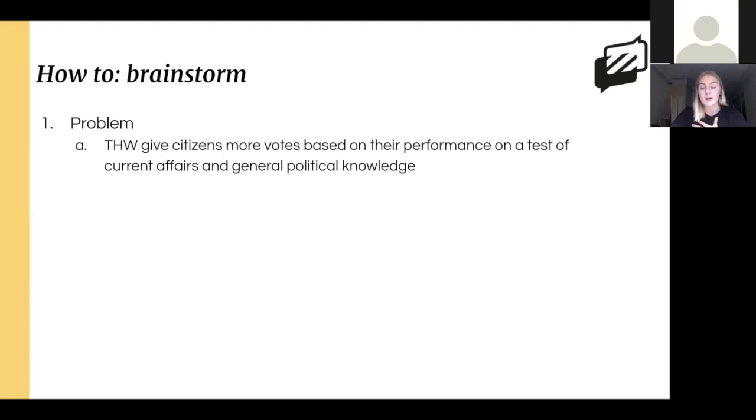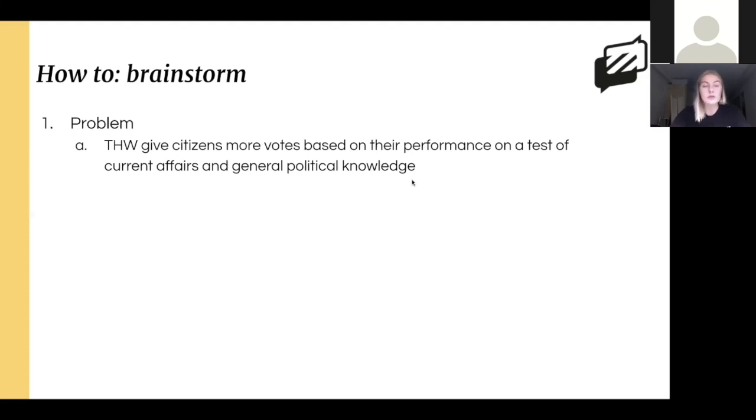Sometimes it can be quite intuitive, like in this motion, this House would give citizens more votes based on their preference on a test of current affairs and general politics knowledge. I think in this motion, the problem is quite obvious. We're probably talking about people's voting behaviors. Do we have too much populism? Are people making uneducated choices? So in this motion, thinking about the problem is quite obvious.